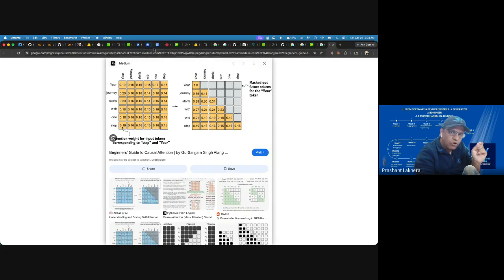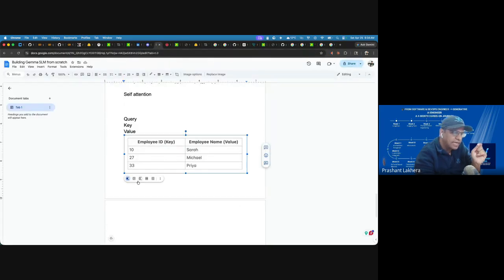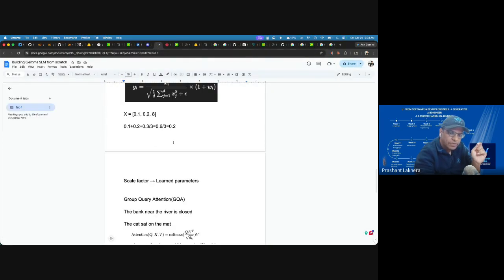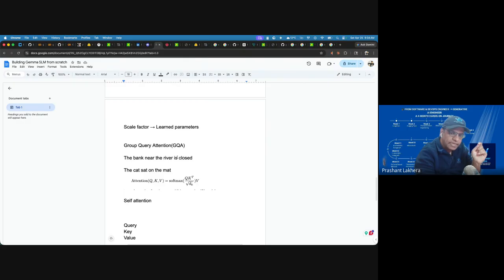Now, after causal masking, they came up with something called multi-head attention. Again, the same example that I gave you guys, the bank near the river is closed. The earlier attention mechanism, called self-attention, can capture only one perspective. So it can only capture either that this is a river bank or that this is a financial institution. It cannot capture both perspectives. So in order to do that, we create something called multi-head attention, which can capture different perspectives. One head is going to capture that this is a river bank. One head is going to capture that it is a financial institution.